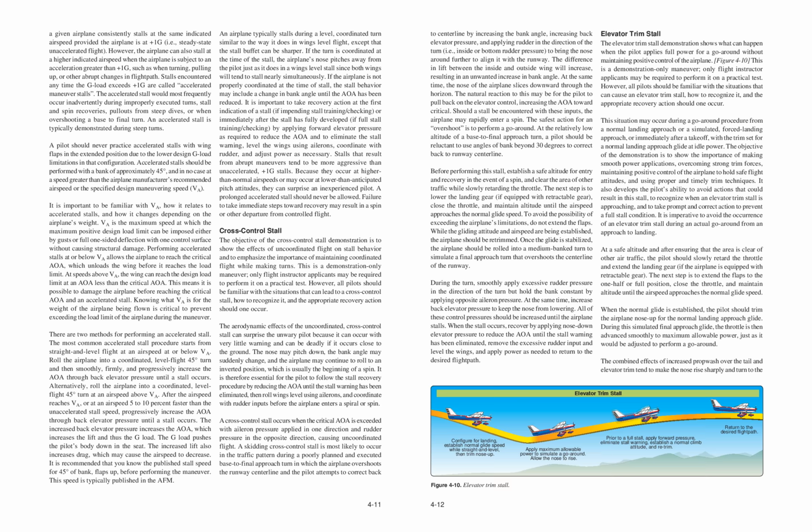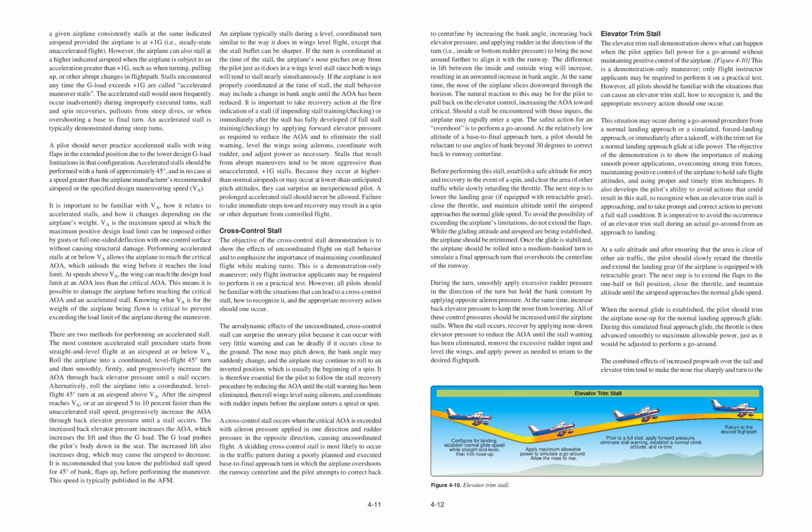It is important to take recovery action at the first indication of a stall, if impending stall training/checking, or immediately after the stall has fully developed, if full stall training/checking, by applying forward elevator pressure as required to reduce the AOA and to eliminate the stall warning, level the wings using ailerons, coordinate with rudder, and adjust power as necessary.